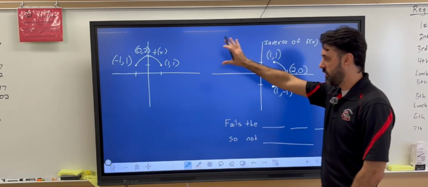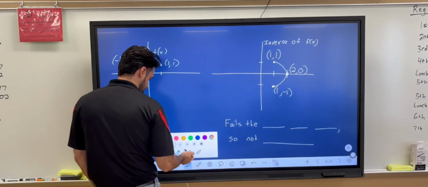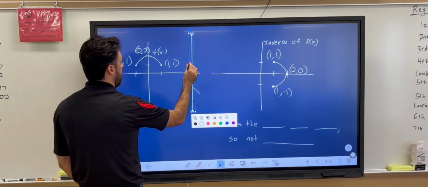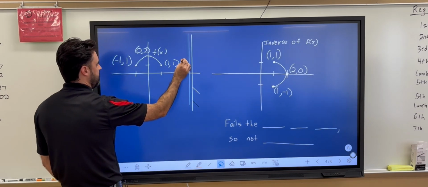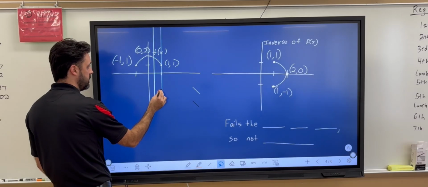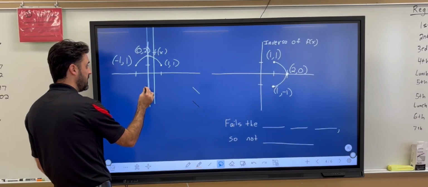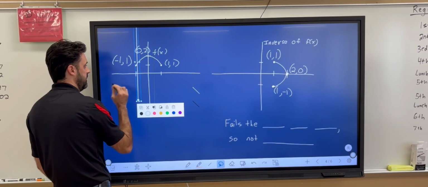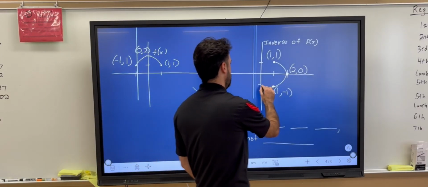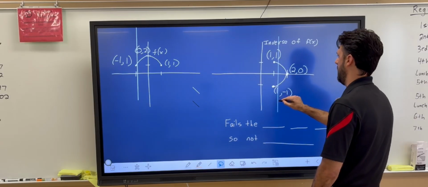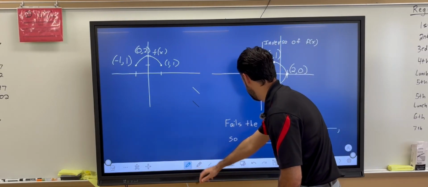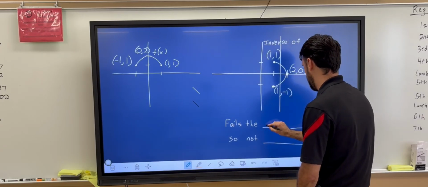However, the original graph is a function because, if I took a vertical line and I put it right here, it's only going to pass through one point. No matter where I put that vertical line on this graph, it's only going to pass through the graph once. So this passes the vertical line test, whereas on this one, if I were to draw a vertical line, it passes through more than one point.